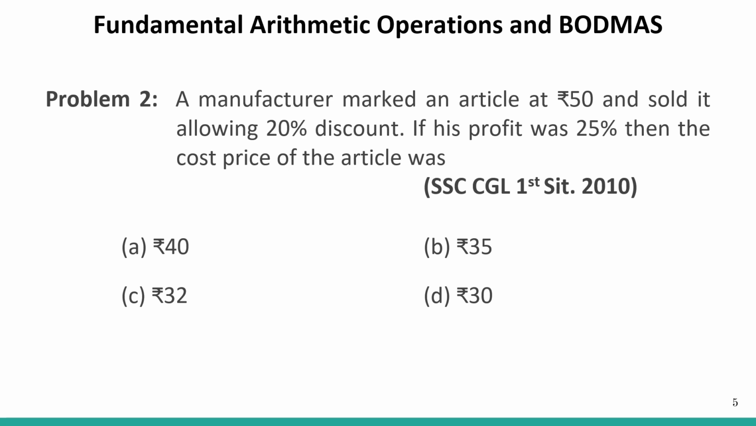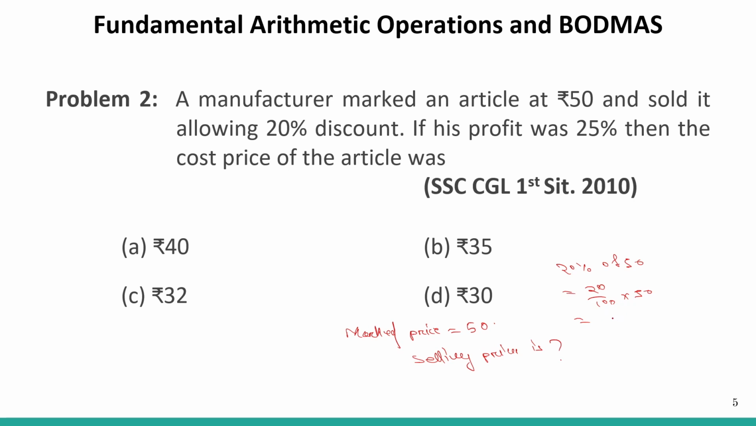The second problem tells us that the manufacturer marked an article at 50 rupees. So the marked price of an article is 50 rupees, and it was sold at a 20% discount. So the selling price is what? With 20% discount, 20% of 50 is equal to 20 by 100 into 50.